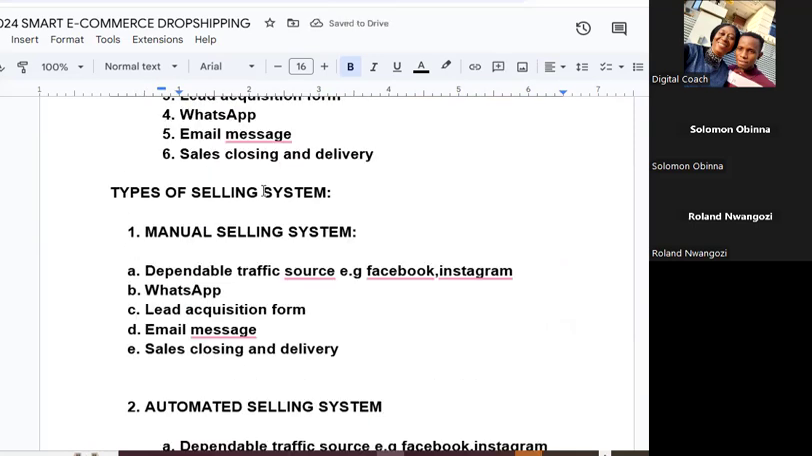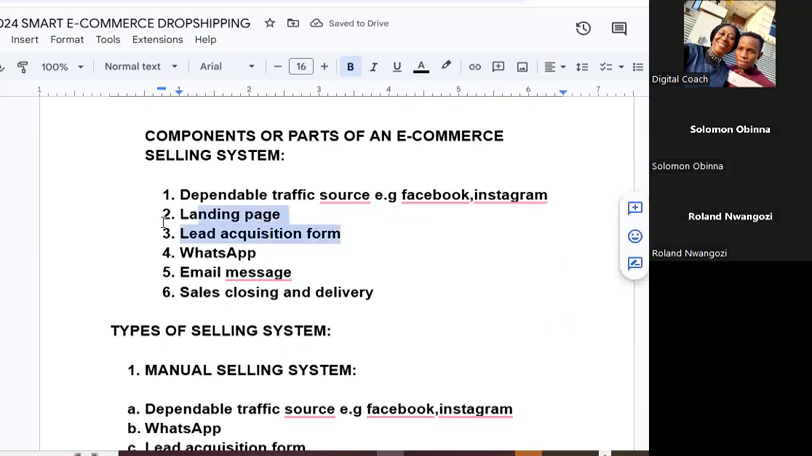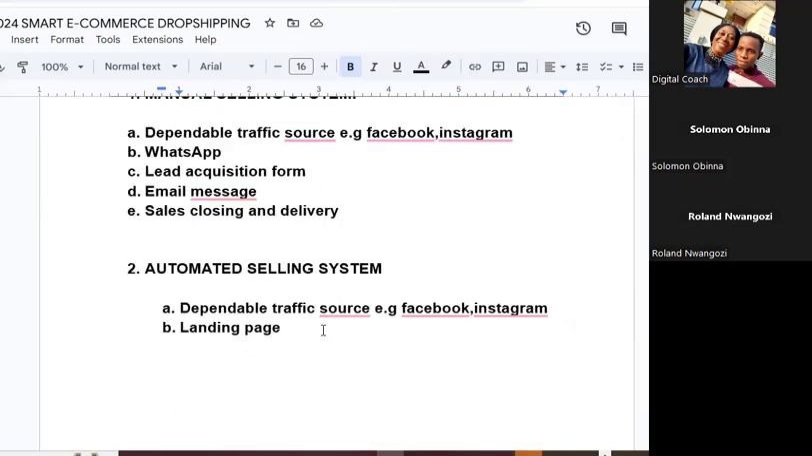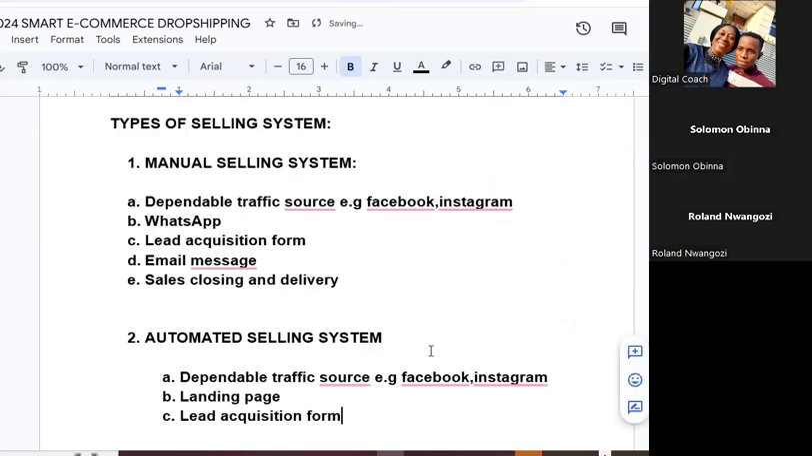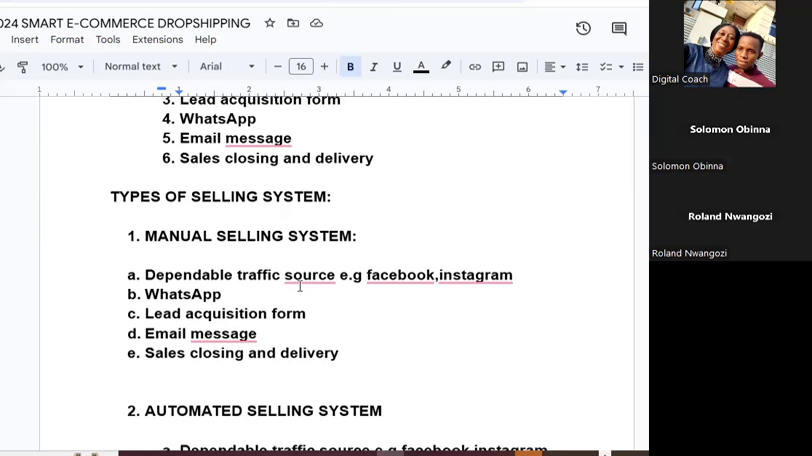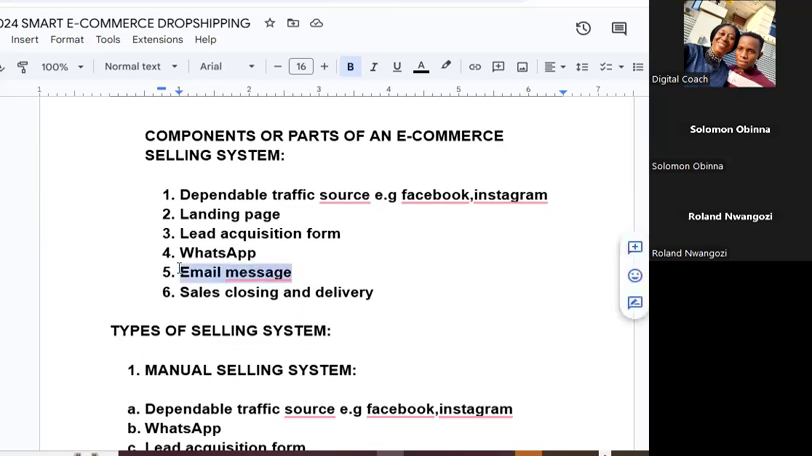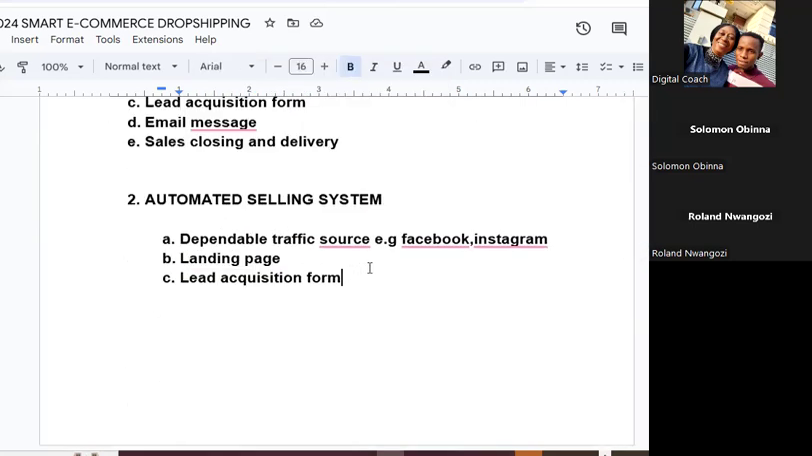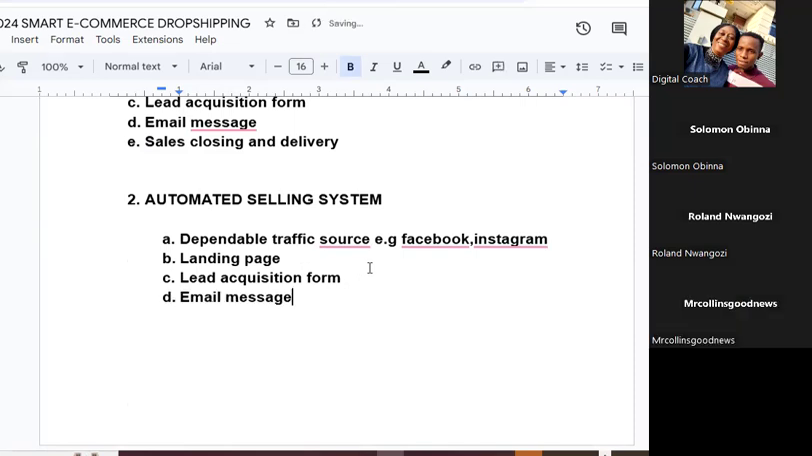Then the next thing is there's going to be a lead acquisition form on the landing page. After the lead acquisition form on the landing page, you now receive an email message to let you know that someone made payment, someone ordered the product. Right? I see how we're going now.